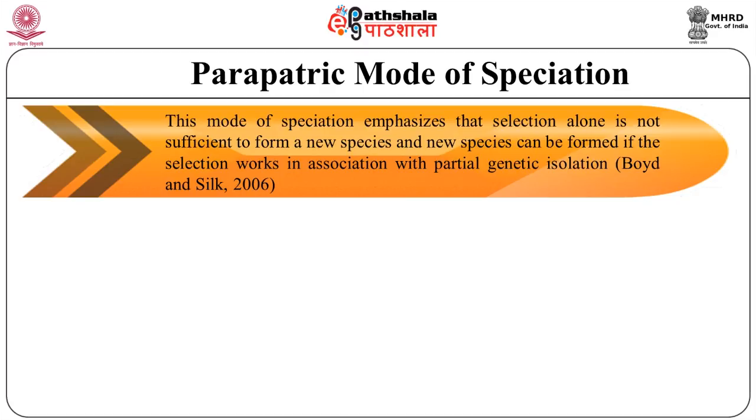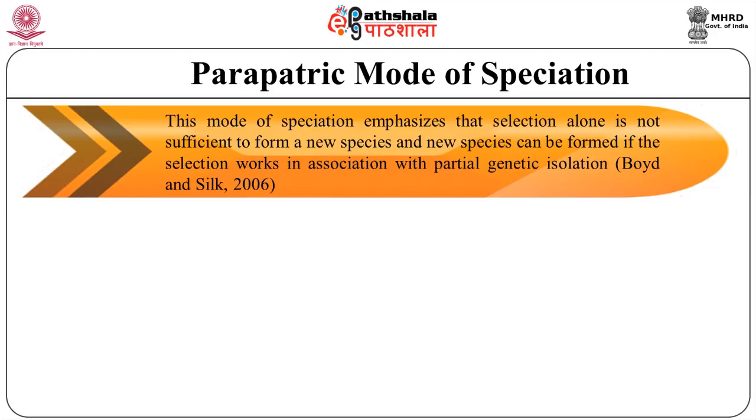This mode of speciation emphasizes that selection alone is not sufficient to form a new species, and new species can be formed if the selection works in association with partial genetic isolation. There is no specific extrinsic barrier to gene flow. A particular species occupies a wide array of environments, incorporates different morphological and behavioral features in each of these environments, and this variation may cause the particular species to vary in the different environments.